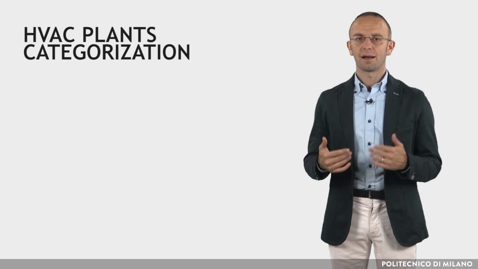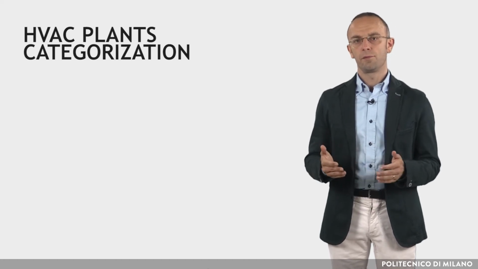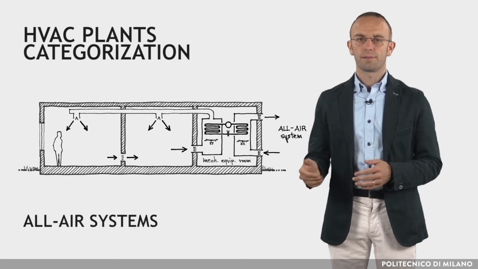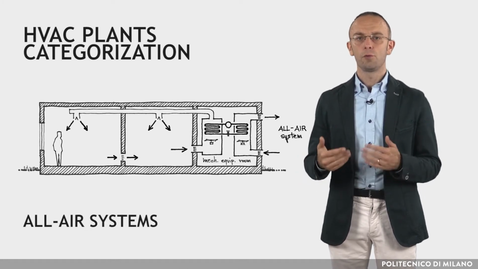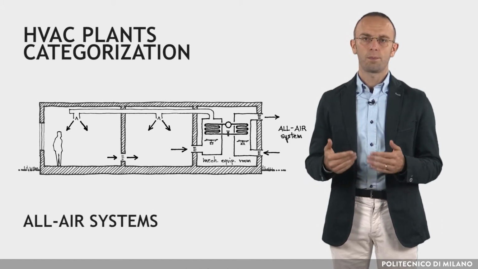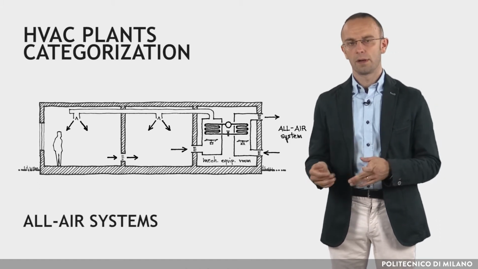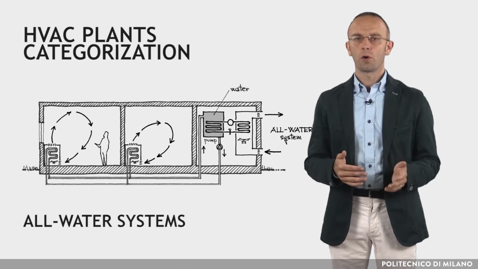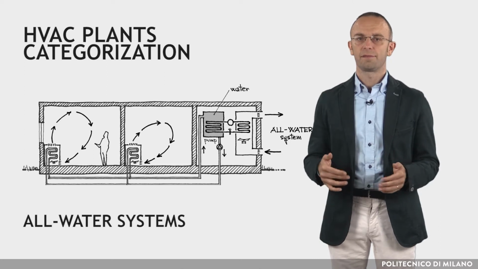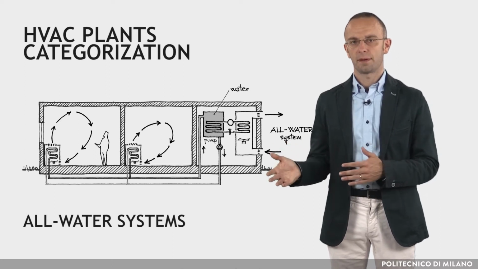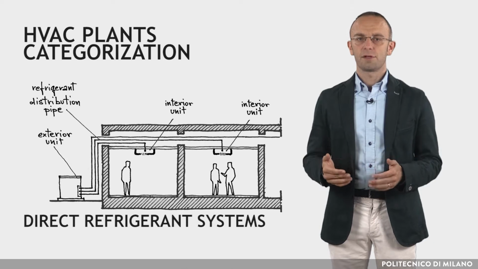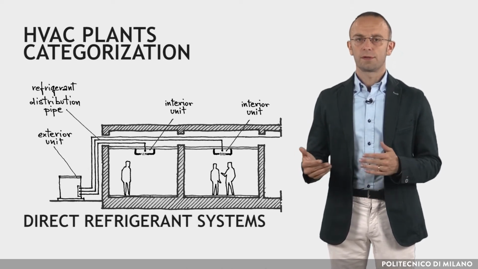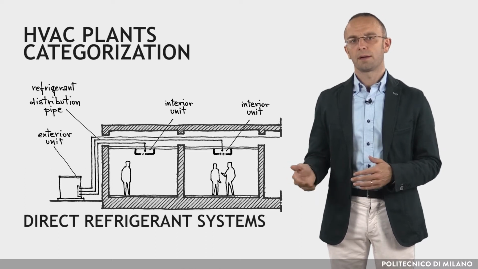HVAC systems are categorized according to the type of fluid used for the distribution, as follows. All air systems: they provide HVAC using only air. The airflow provides both ventilation and cooling. All water systems: only water is used. Cold water is distributed to the terminals and ventilation must be supplied separately. Direct refrigerant systems: instead of water, a refrigerant fluid is distributed to the terminals. Ventilation must be supplied separately.